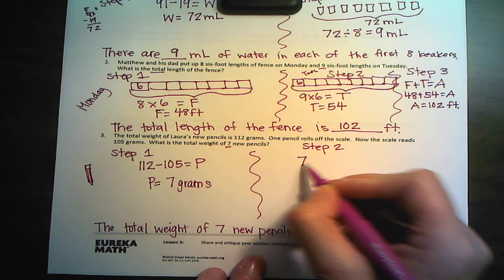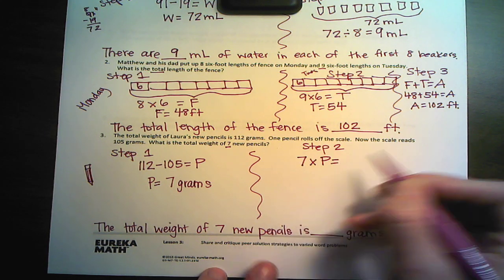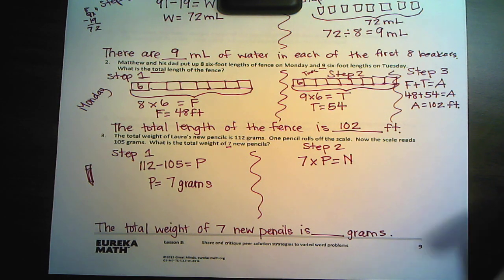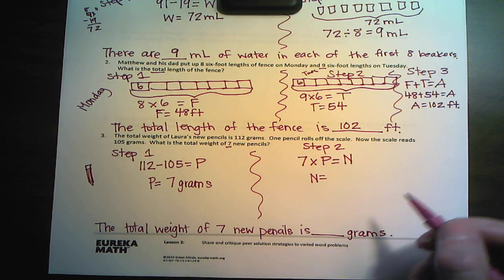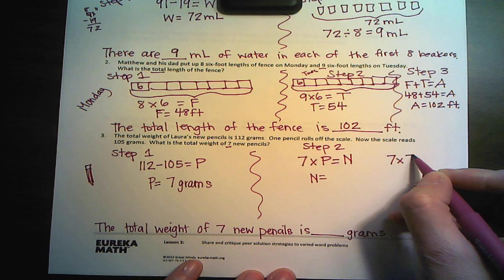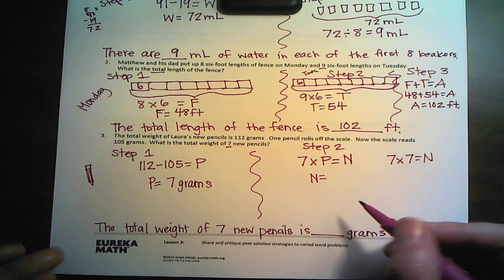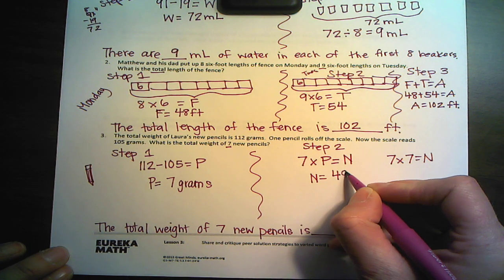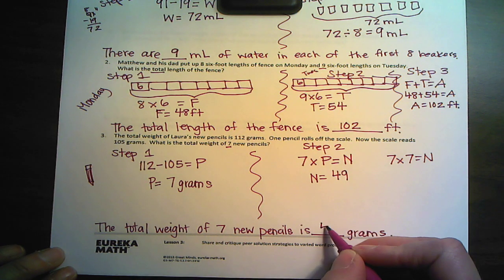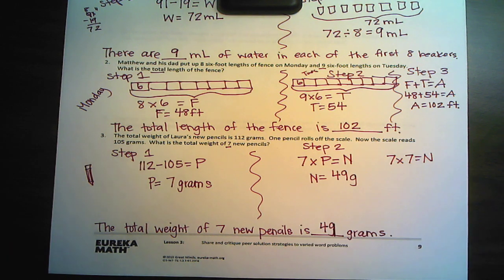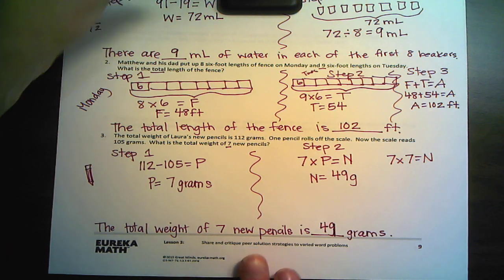So if we do 7 times P, we will get, I'm going to put N for the new total. So N equals what? If we substitute the 7 for the P, right? 7 times 7 equals N. N equals, you got it, it's 49. The total weight of 7 new pencils is 40. Ugh. I put my 9 and my G together. It's 49 grams. Sweet. Okay.